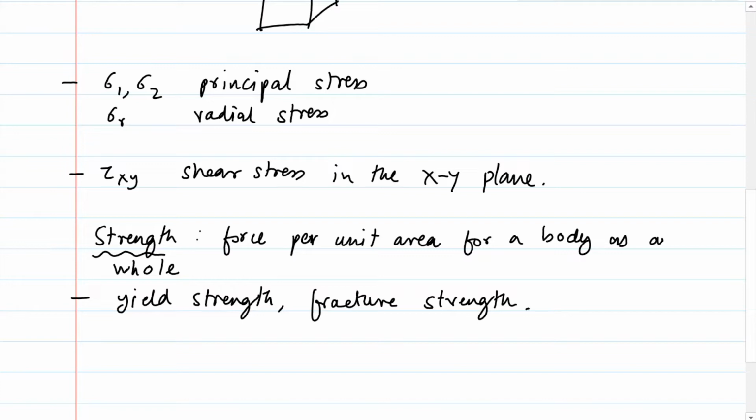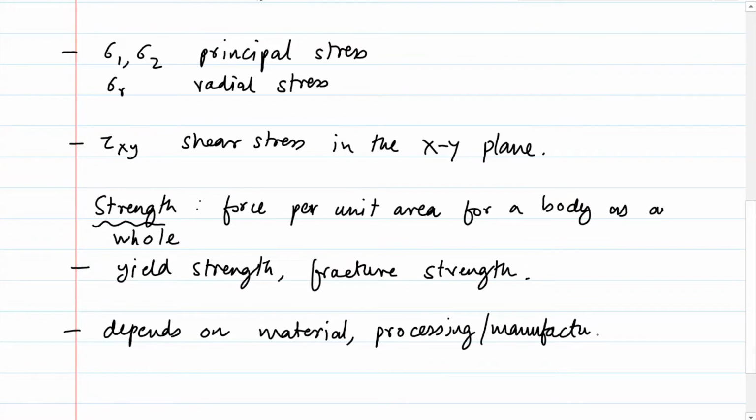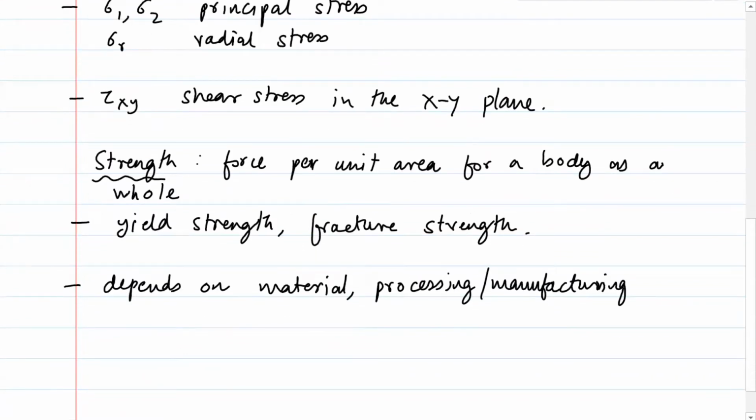Okay, now what does strength depend on? Well, strength depends on things like the material for sure, and the processing of the material, or in this case, manufacturing. So faulty manufacturing can decrease the strength of the same material, and so on.